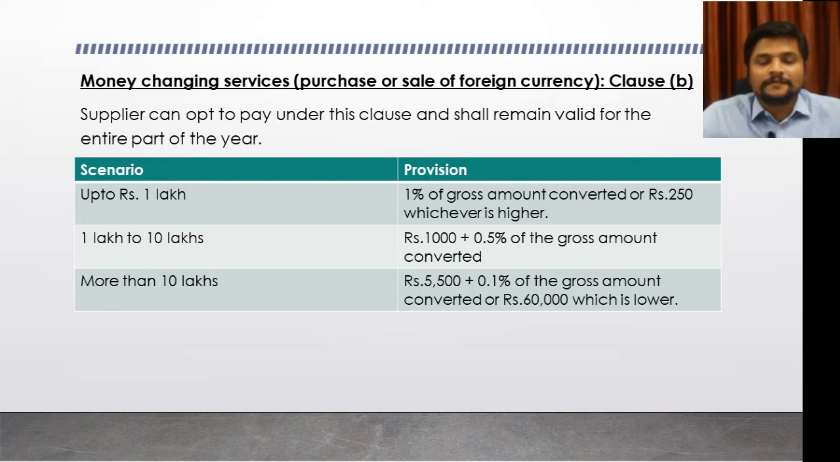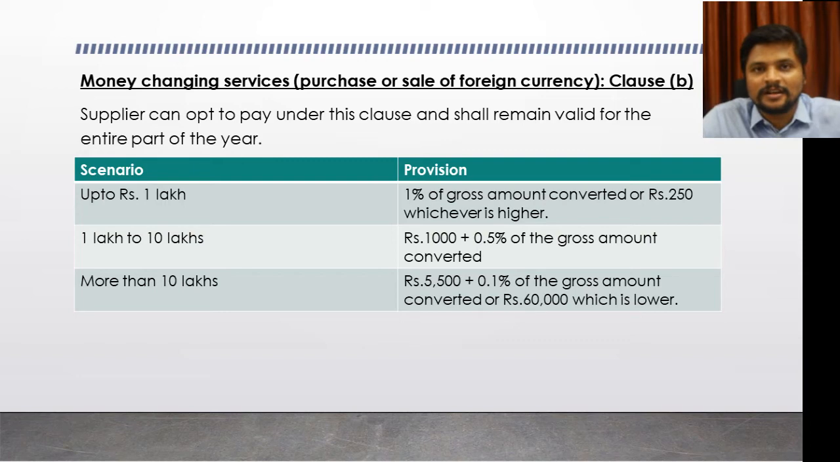Second, if the transaction value is more than 10 lakh rupees, then the value has to be considered in this way, that is 5,500 rupees plus 0.1% of the gross amount. But in any of these cases, it should not be crossing 60,000 rupees. If the computation under this clause crosses 60,000 rupees, then the maximum you can take is only 60,000 rupees. It cannot be beyond 60,000 rupees. So these rates have to be applied similar to threshold rates or the rates applicable under the Income Tax Act.